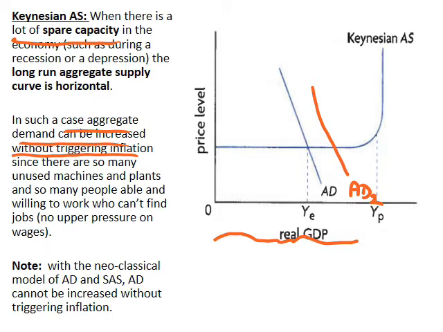But just a reminder, the neoclassical model, which is of course what we've seen before with LAS, aggregate demand, and SAS, is one where we can't increase aggregate demand without triggering inflation. So it's quite a different model.